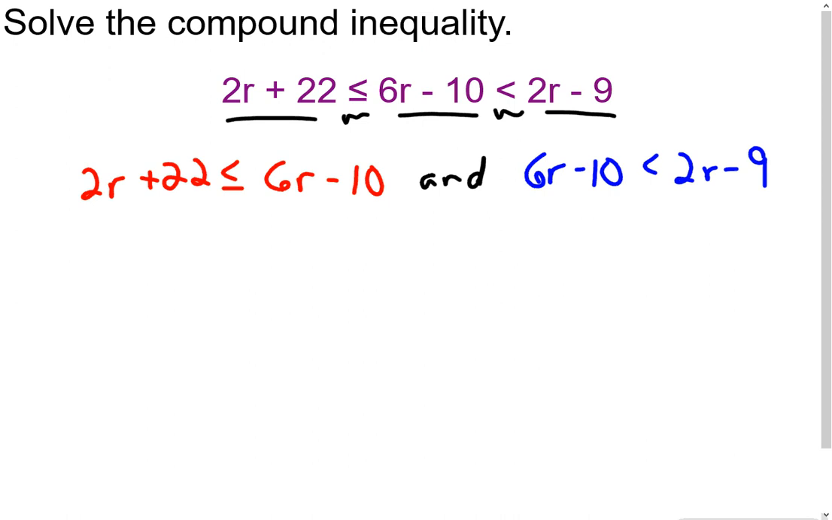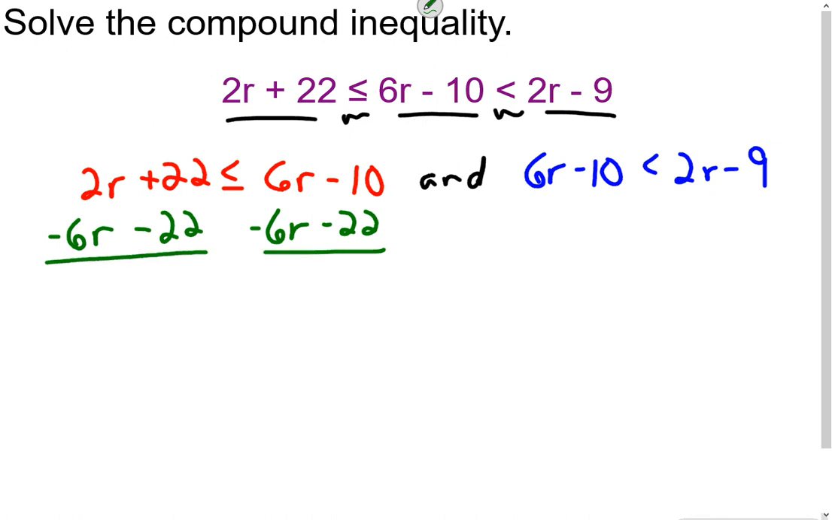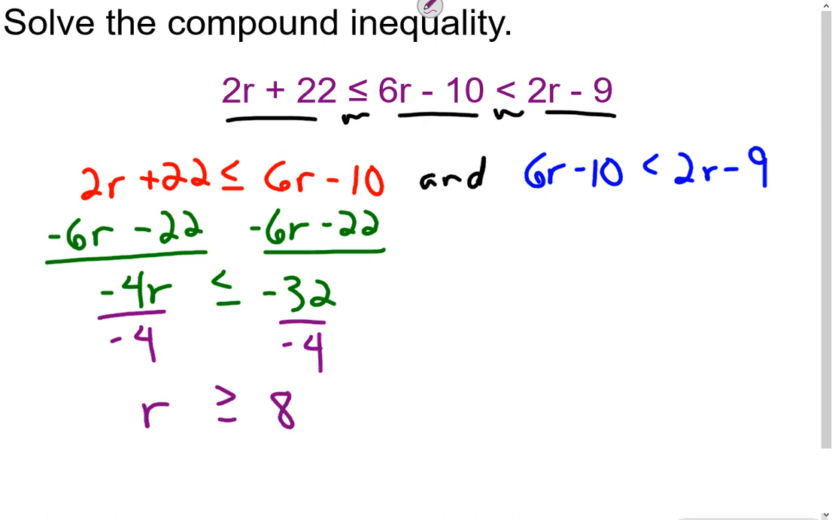So we go through and we solve both of our inequalities. I'm going to subtract 6r from both sides to get all my variables to the left, subtract the 22 from both sides to get all my constants to the right. And now I'm left with -4r less than or equal to -32. We divide both sides by -4. We end up with r. Now remember, we have to flip our sign here. Greater than or equal to 8.